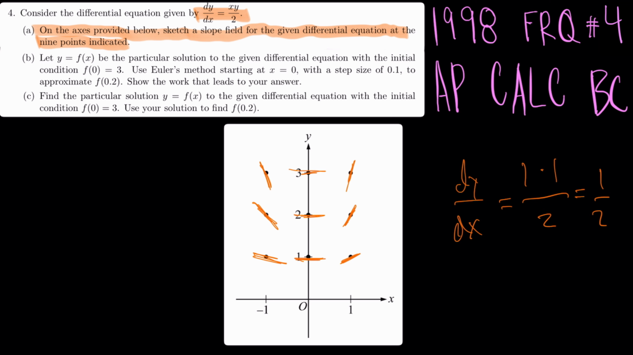So if we notice in the center, for x equals 0, we have slopes that are equal to 0. And on the right side, we have slopes that are becoming more positive as we increase our y value, which makes sense. And on the left, they become more negative as we increase our y value because our x value is negative.